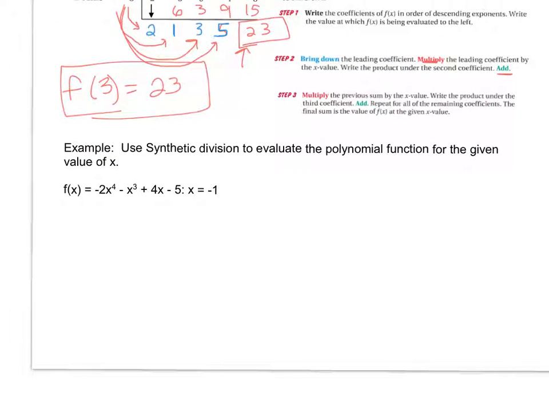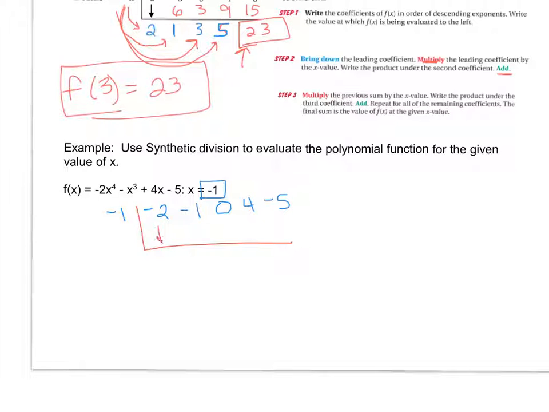Use synthetic division to evaluate the polynomial function for the given value of x. So we're going to use synthetic division, which means we're going to set up our little upside down division bar. The negative 1 goes out front. So now we're going to write down each of the coefficients. So the 4th power is negative 2. The 3rd power is negative 1. The 2nd power is missing, so we're going to put a 0. 1st power and the constant.